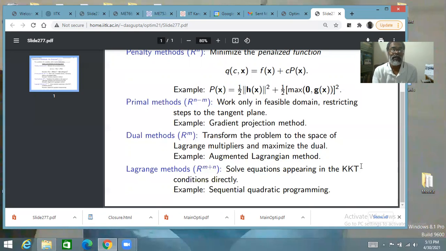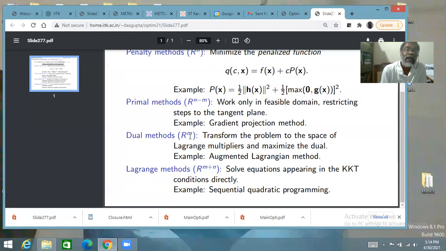So the dual methods operate in the space R^m, in the space of lambdas and active mu's. They transform the problem to the space of Lagrange multipliers and try to maximize the dual. Okay. So the primal and dual operate together because in order to define the dual function, you need to solve a minimization problem in the primal variables. So they operate together, and by the time you get hold of the correct values of the Lagrange multipliers, lambda star, mu star, you are actually almost done.